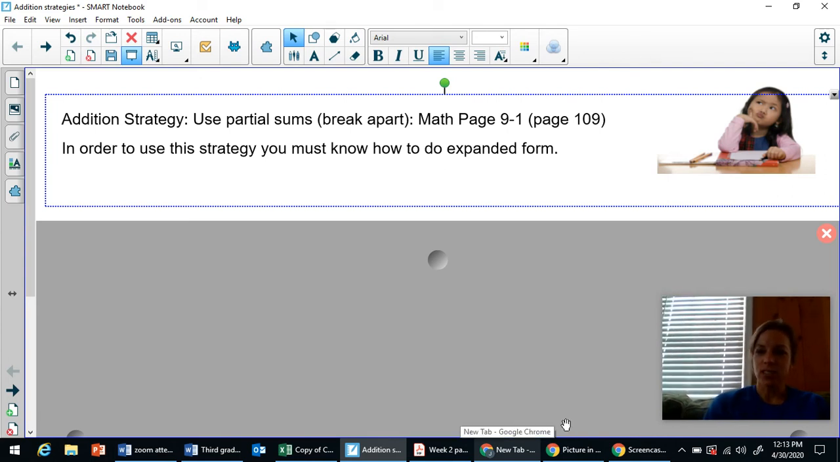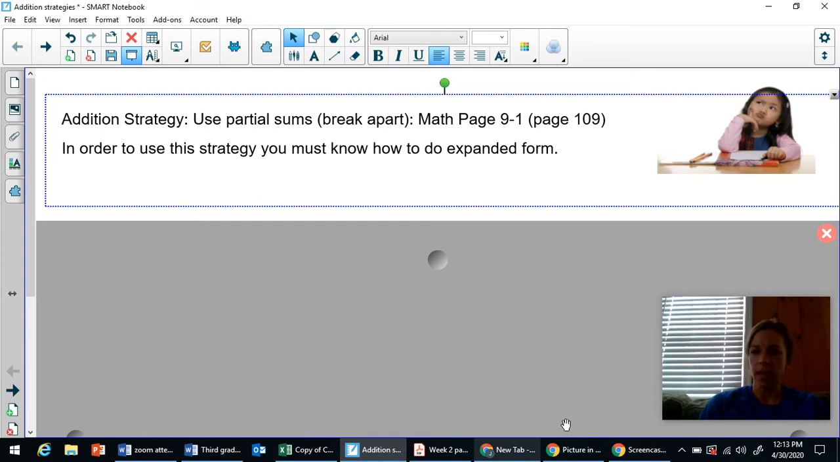Hi, boys and girls. So today we are going to focus on some math strategies that are going to help you complete your packet. Today we are focusing on two addition strategies that will help you add correctly. The first one we're going to focus on is called using partial sums.